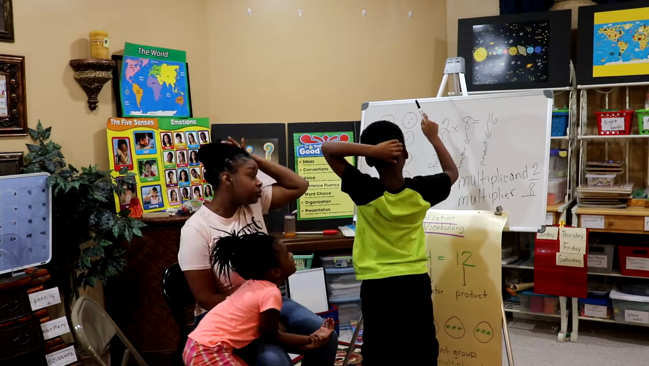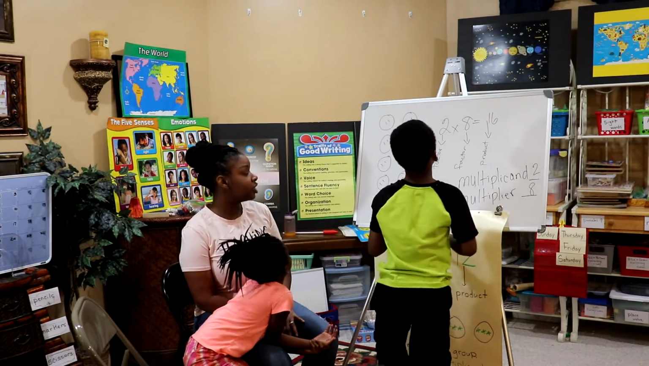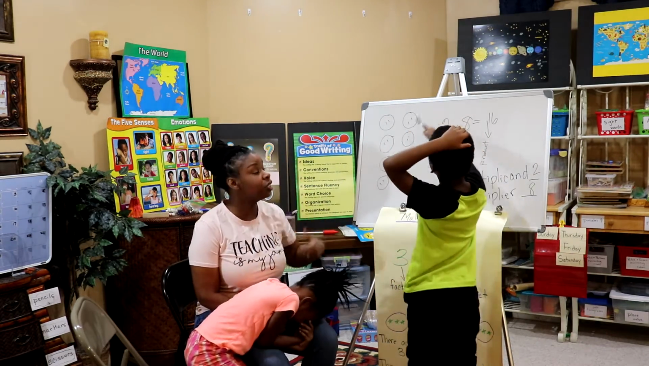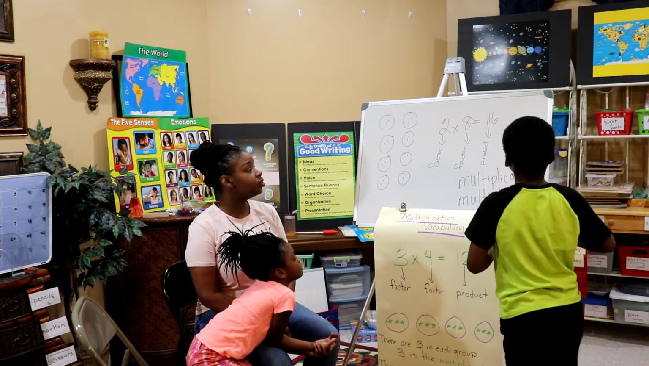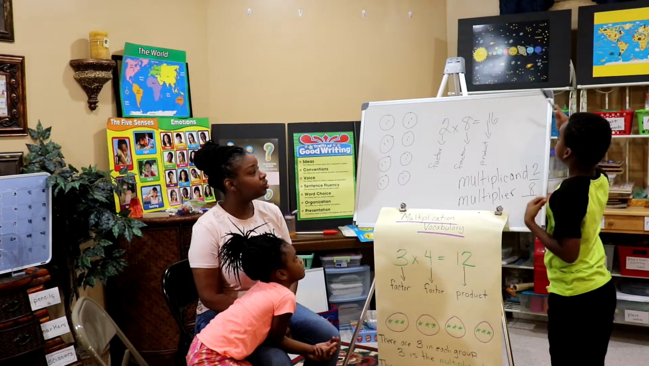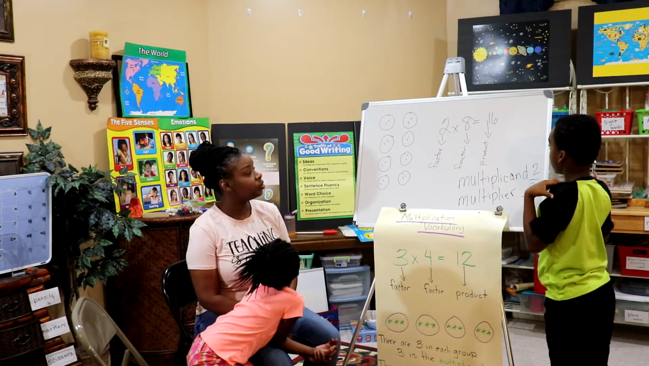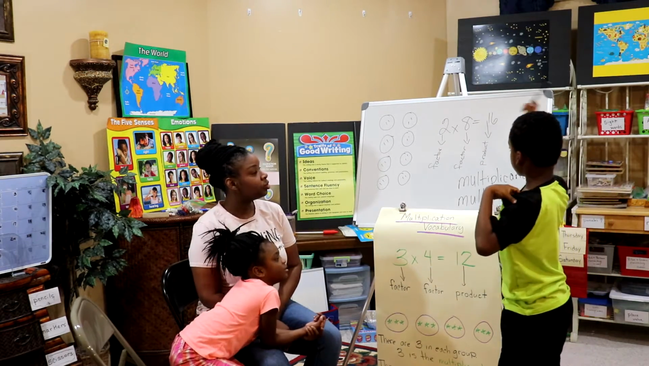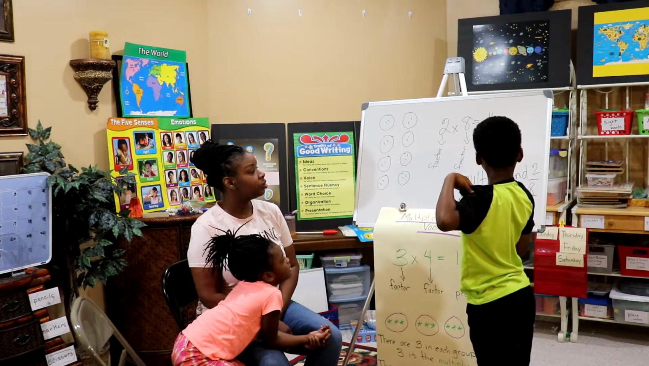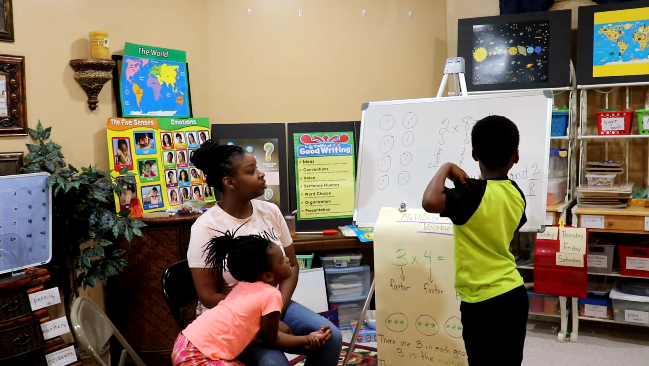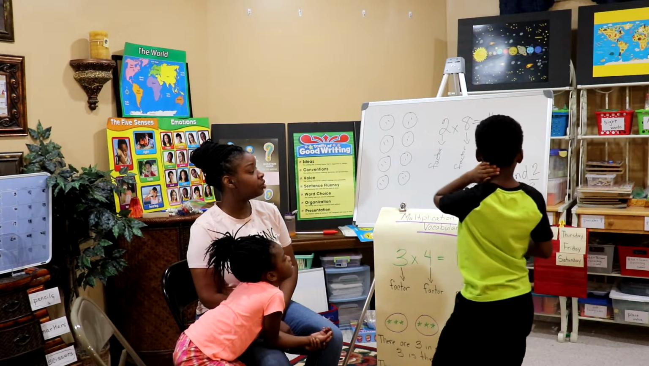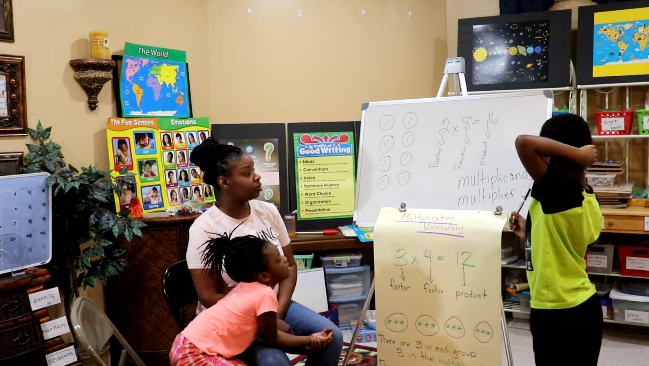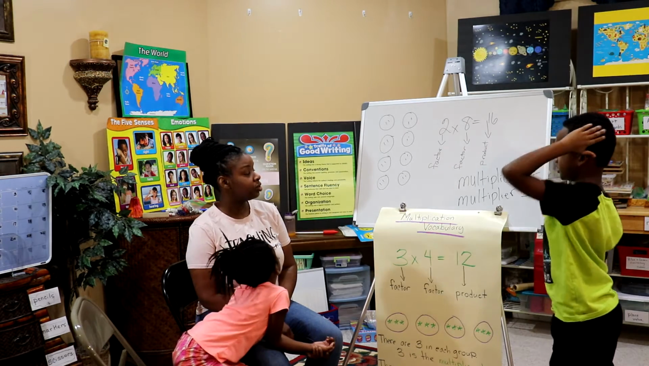There's 2 dots in all 8. You guys talk louder so our viewers can hear you. In all 8 circles, which means the answer is 16. And there's 2 multiplicands. Because there's 2 dots in every circle, and then there's 8 circles. And those are the multipliers.